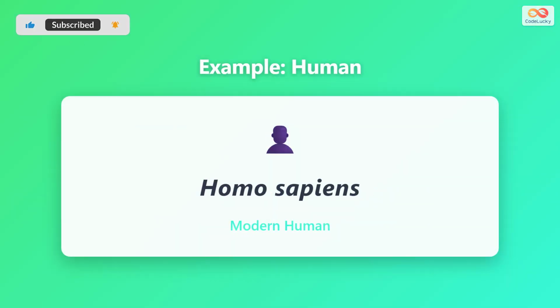Let's look at a familiar example: humans. Our scientific name is Homo sapiens. Homo is the genus name, and sapiens is the species name. This identifies us precisely in the biological classification system. Notice how the genus is capitalized and the species is lowercase, following the standard rules.